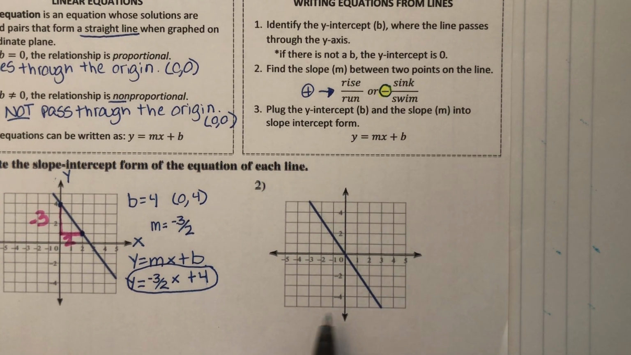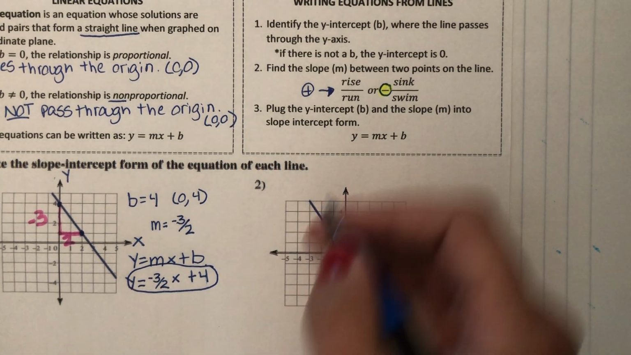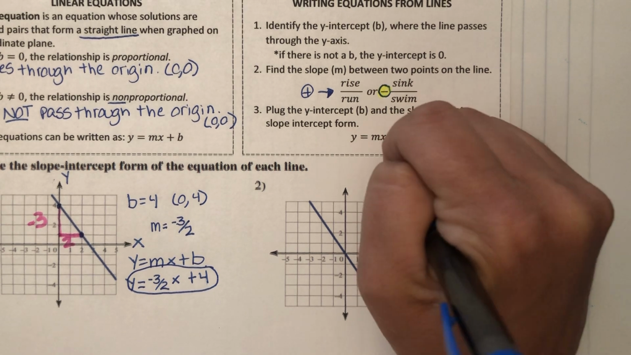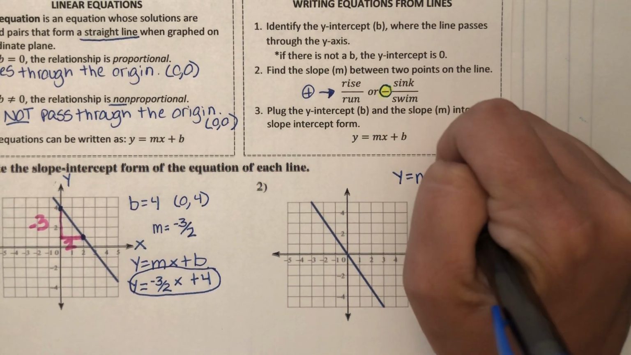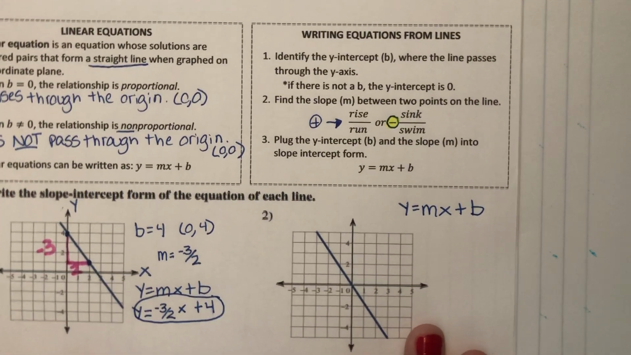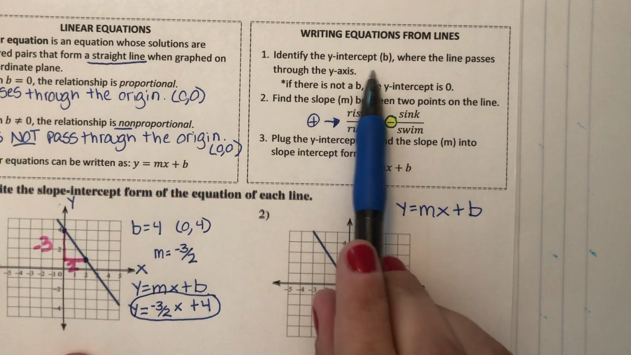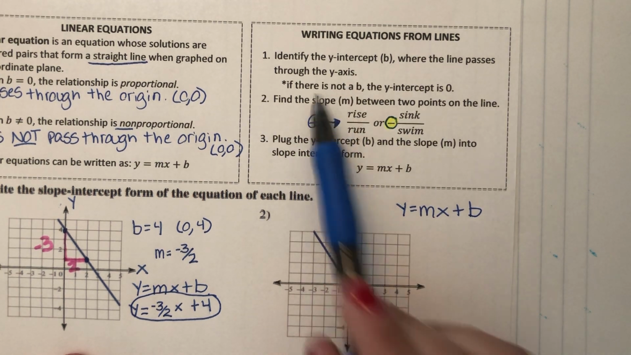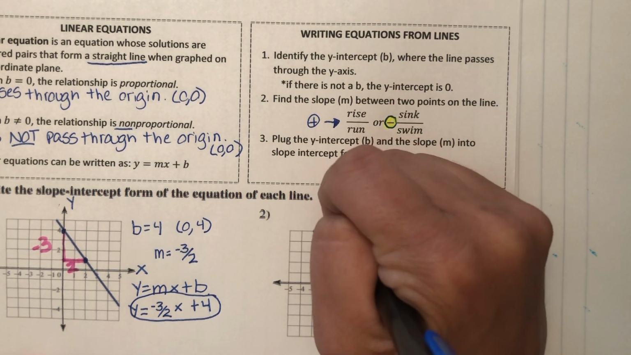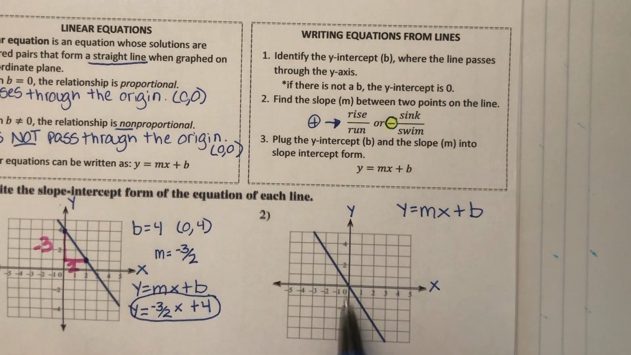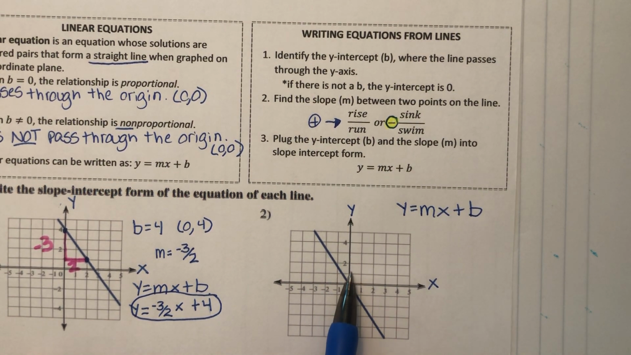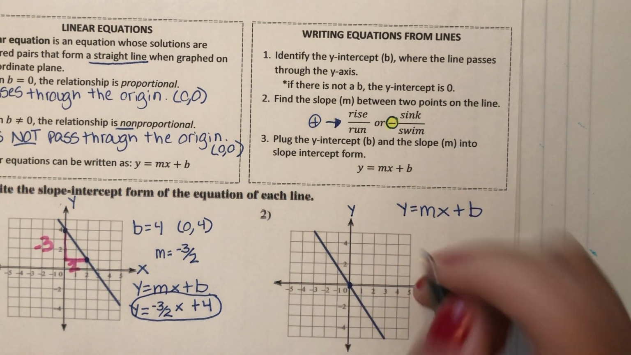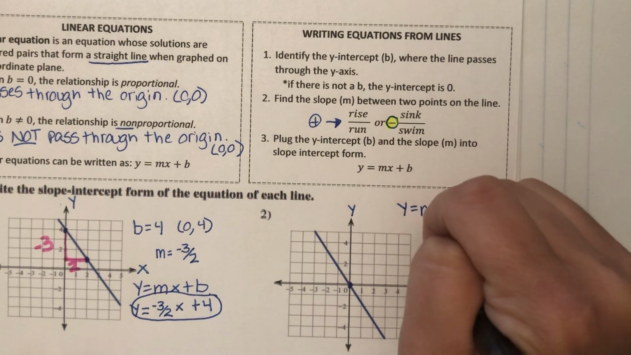Example number 2. Again, we need to write an equation in slope-intercept form for this line. So remember, slope-intercept form is y equals mx plus b. Following our steps, step number 1, identify the y-intercept. That's where the line passes through the y-axis. So I'm going to label my x and y-axis. I look at my y-axis. My line is going through right here. Oh, that's at the origin. It's at (0, 0). So my b is 0.